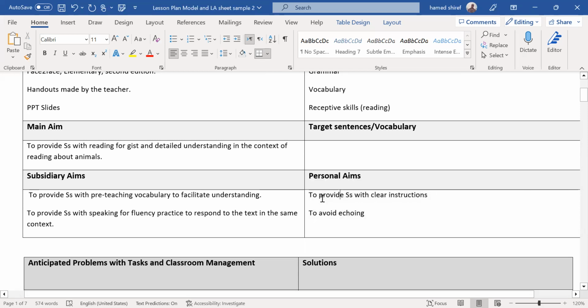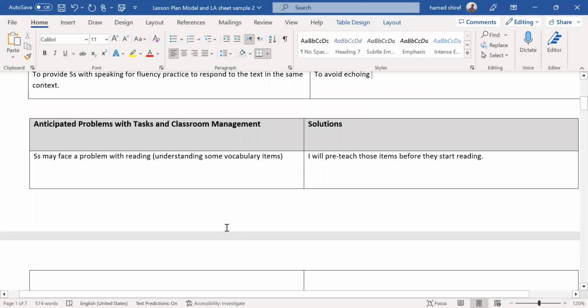Like the personal aims are more related to you as a teacher, like what you will need to improve. So if you have a problem with instructions, you can say to provide students with clear instructions and to avoid echoing their answers, for example. And make sure that in every lesson you focus on two or three main aims, because more than that, it will not be practical. Okay, so just keep that in mind.